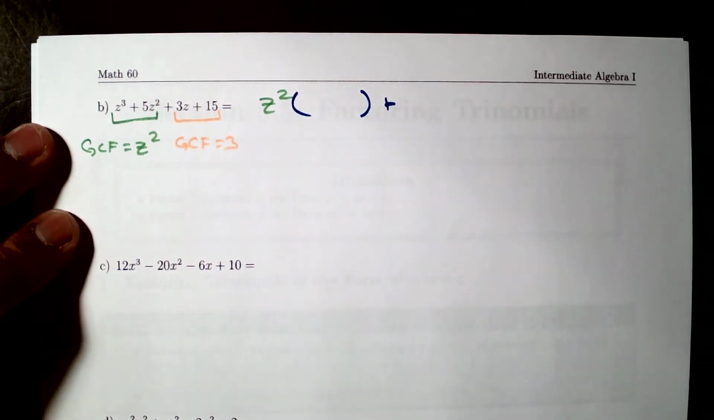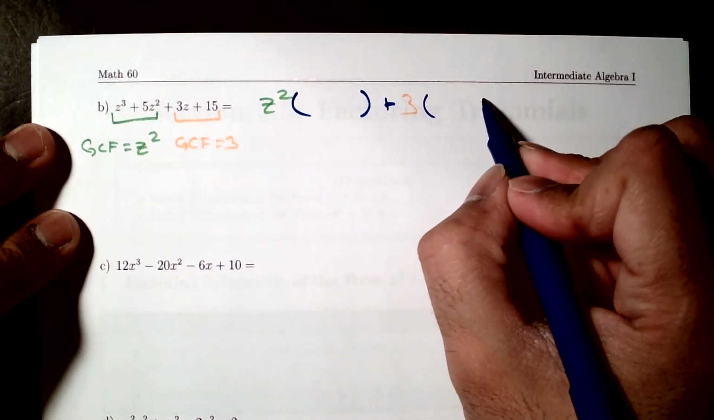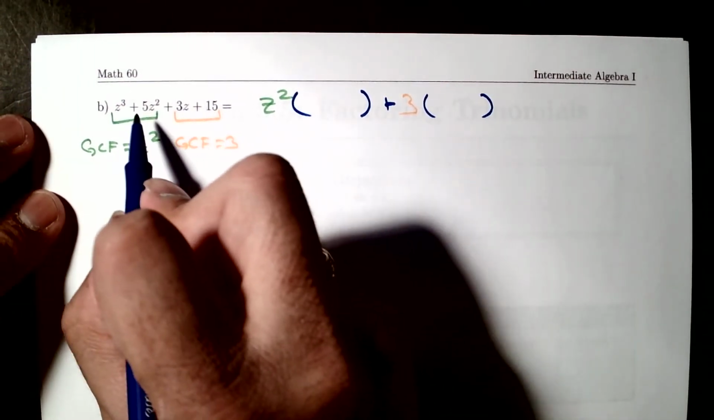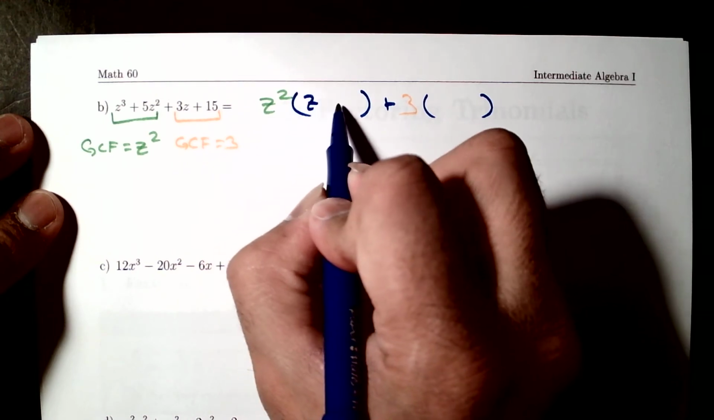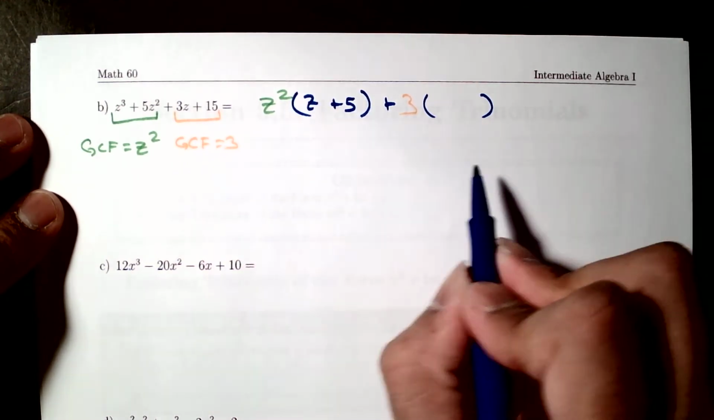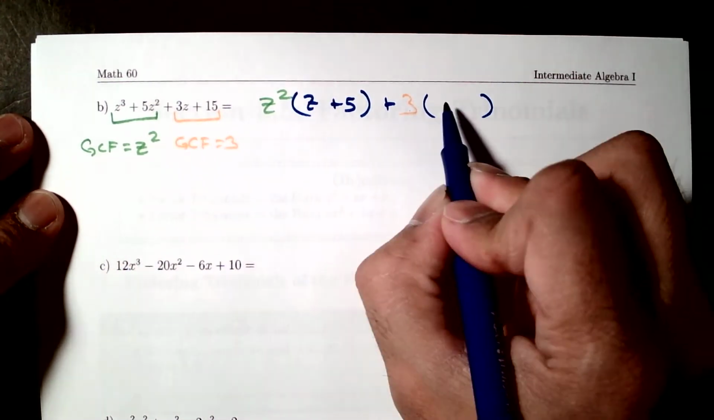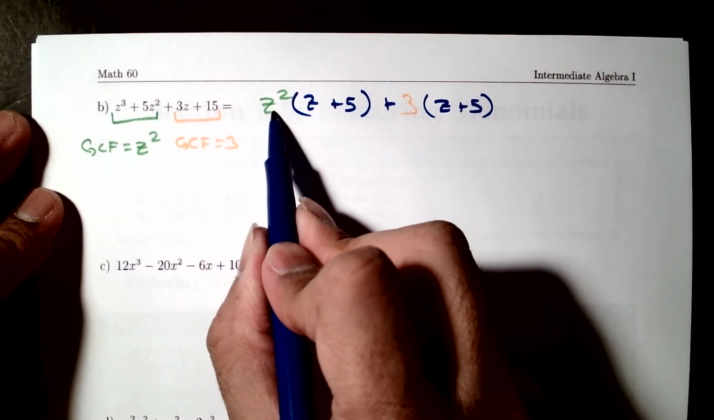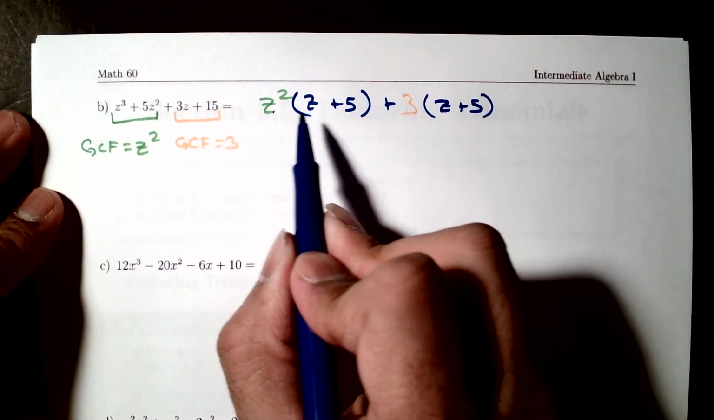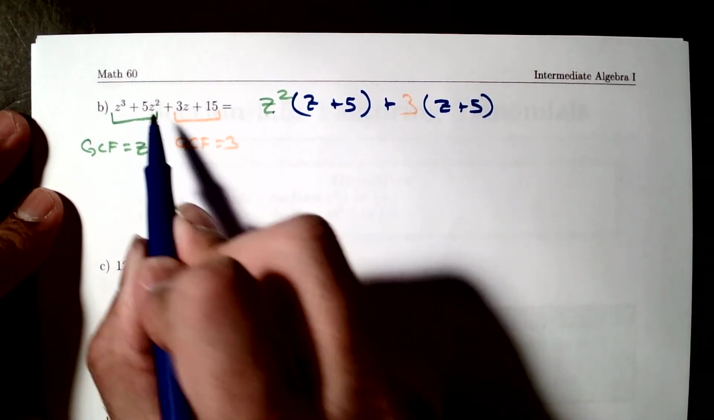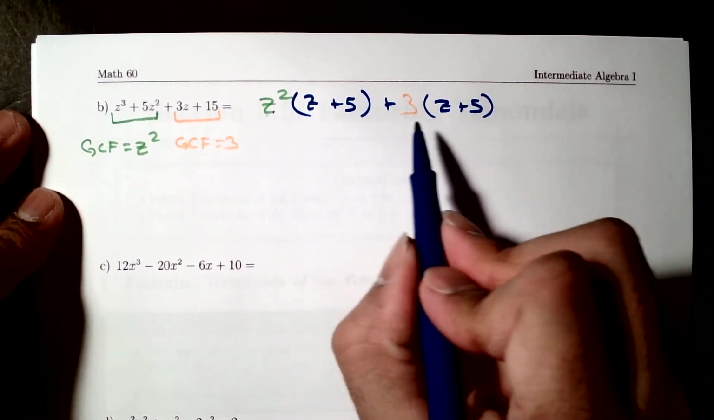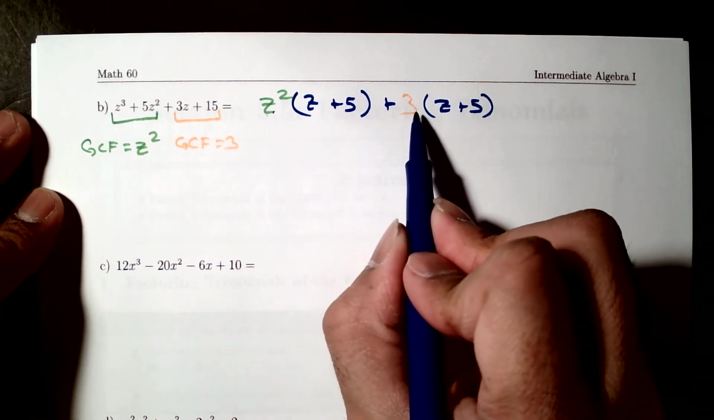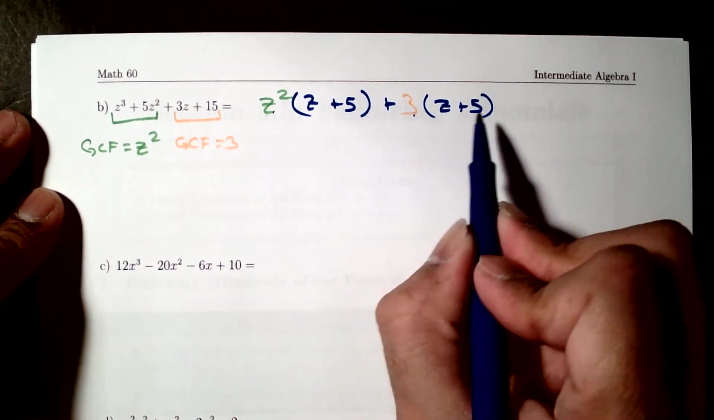Plus 3 times what? In this case, that's going to be z plus 5. And if I factor the 3, that's going to be z plus 5. This is because z squared times z is z cubed, and z squared times 5 is 5z squared. And on the second group, 3 times z equals 3z, and 3 times 5 equals 15.